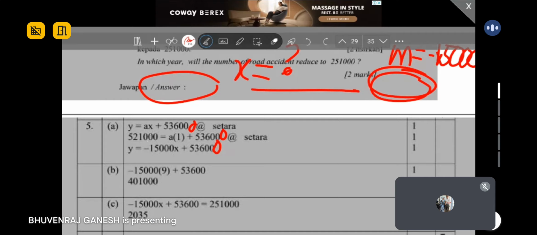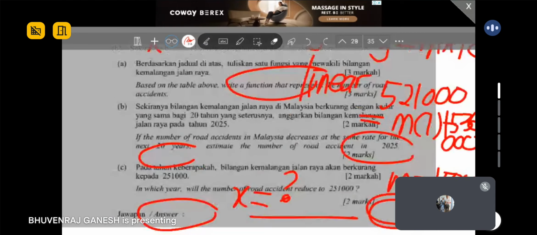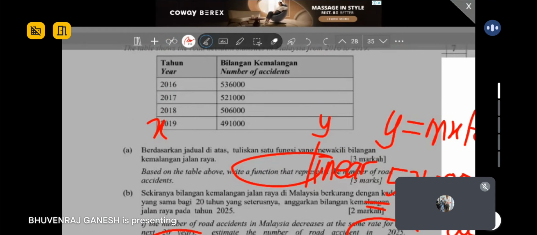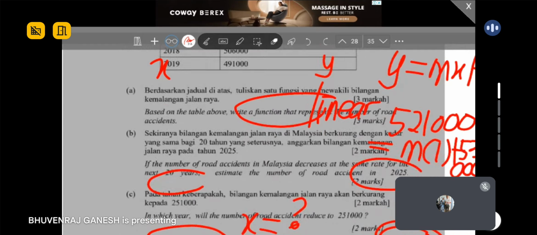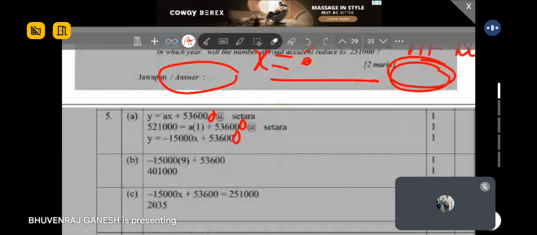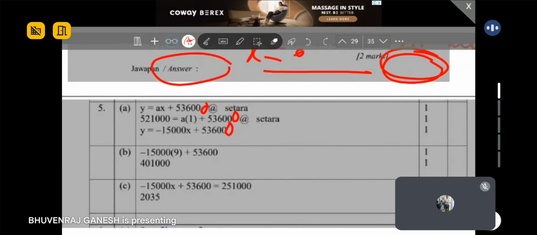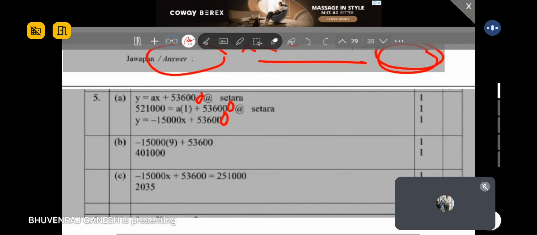19. Okay, so if X equal to 19, maksudnya apa? 2016 plus 19. Am I right? Okay, 2016 kena tambah 19. So that's why jawapan dia adalah 2035. 2035. Understand? Boleh dapat guys? This question can respond a bit. Kalau faham? Faham ke tak? Do you guys get it?